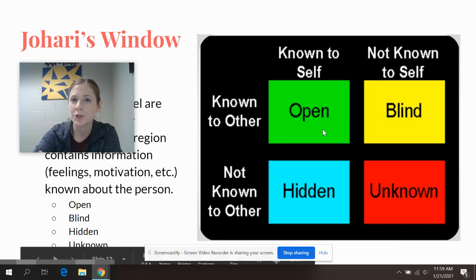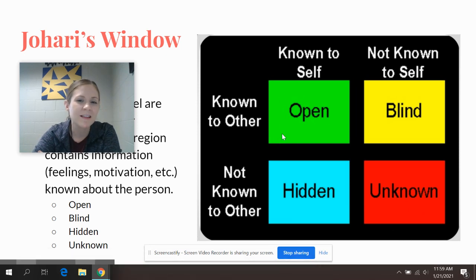An open quadrant. Here you would write the list of things that other people know about you and you know about yourself. For example, I'm a teacher. I'm a female. I am white. I am married. I feel like that's pretty known. I've told you a few times. I have a child. So all of those things belong in my open quadrant. These are things that I am perfectly willing to communicate with you.